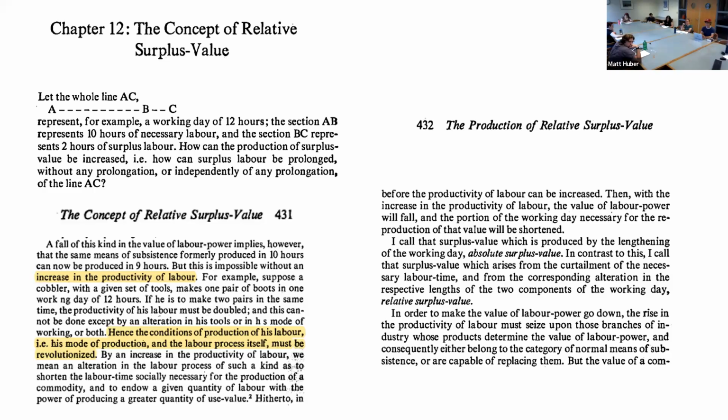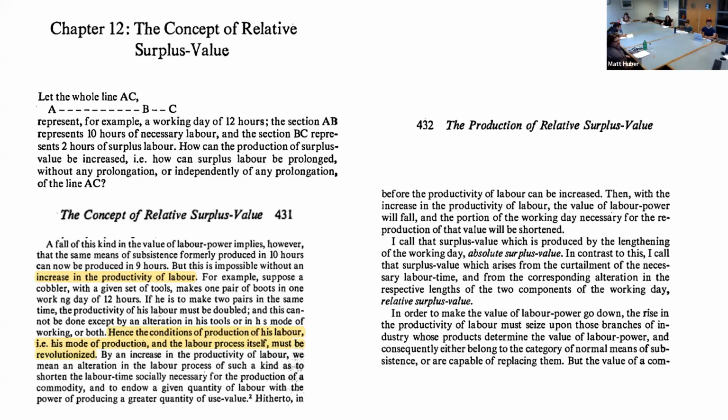Again, in order to make the value of labor power go down, the rise in the productivity of labor must seize upon those branches of industry whose products determine the value of labor power, and consequently either belong to the category of normal means of subsistence or are capable of replacing them.